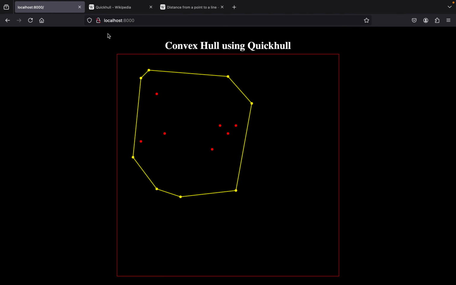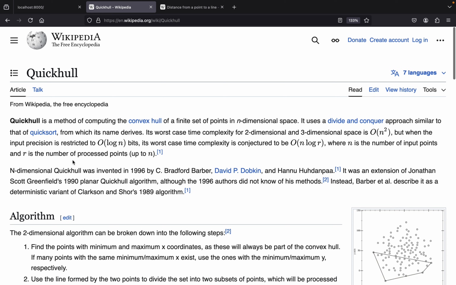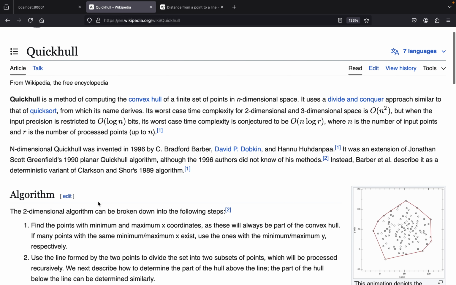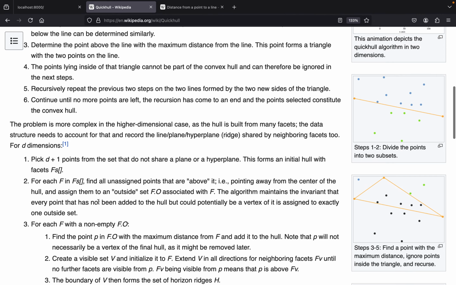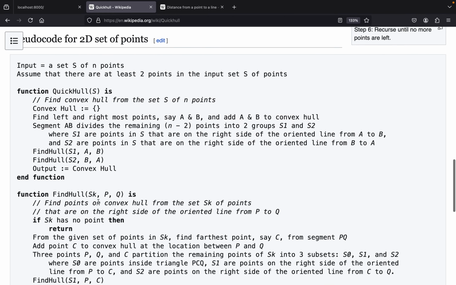Okay, so let's go over the algorithm here. Quickhull is a method of computing the convex hull of a finite set of points in n-dimensional space. It uses a divide and conquer approach similar to that of quicksort, from which its name derives. Okay, that's basically the gist of it, and let's get started on the algorithm here.